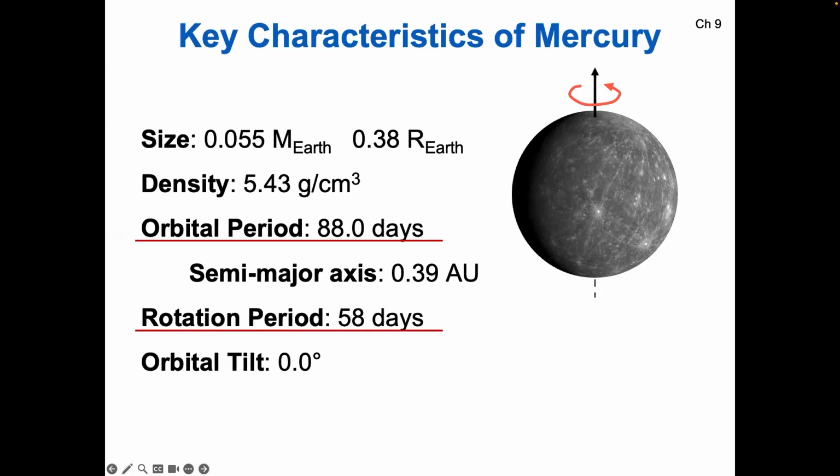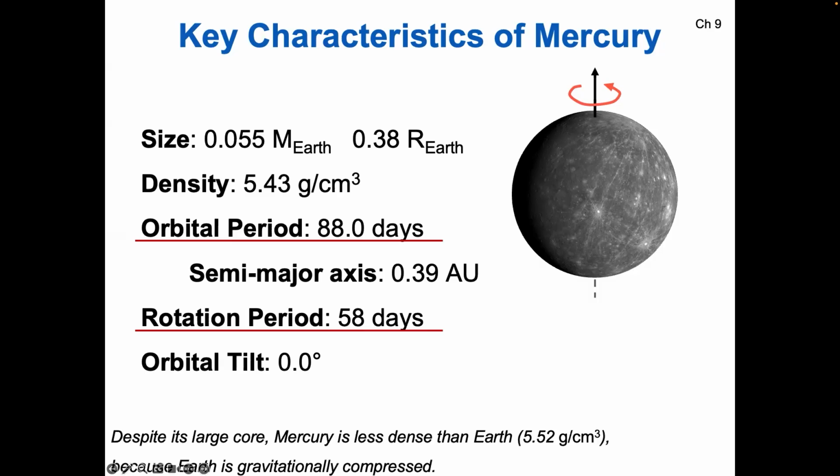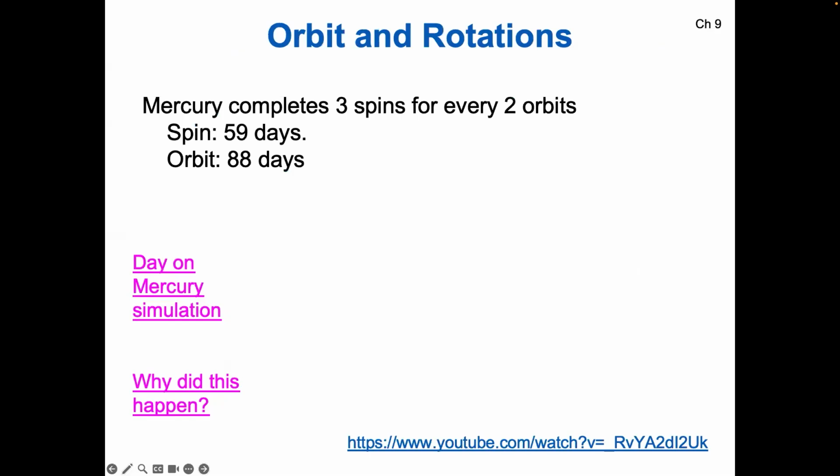I want to discuss these two because this gives us a really interesting thing that happens in Mercury's orbit: the orbital period and the rotation period of the planet are pretty comparable. I also want to point out that despite its large core, Mercury is actually less dense than the Earth. This has to do with the fact that the Earth is bigger, so it's been able to compress more in its size.